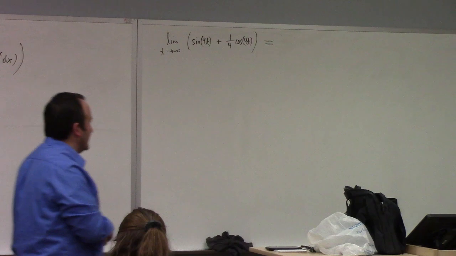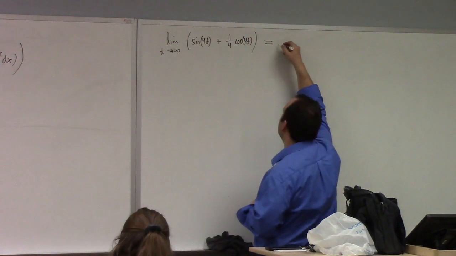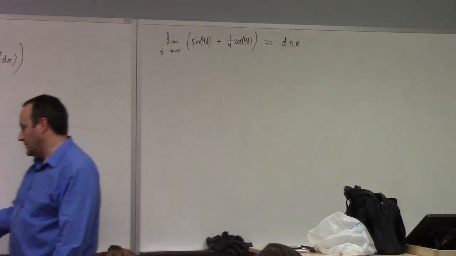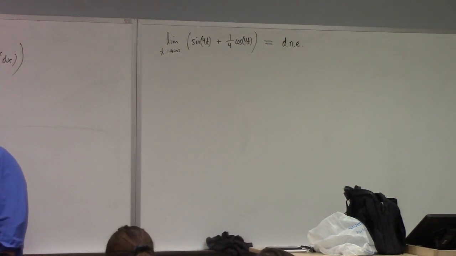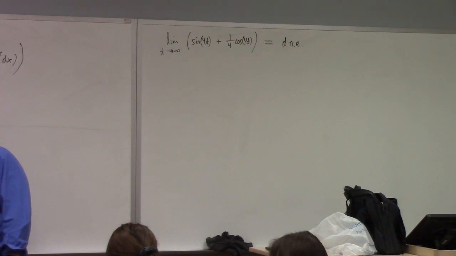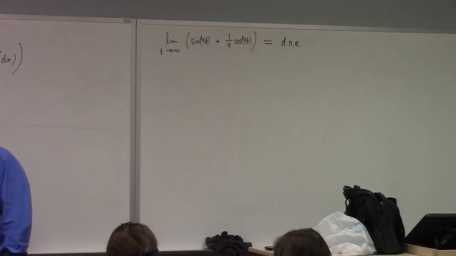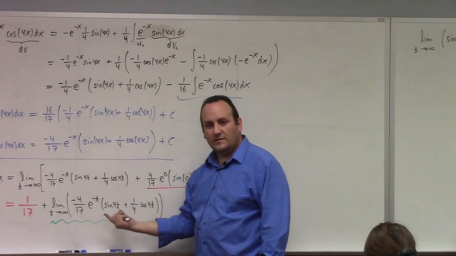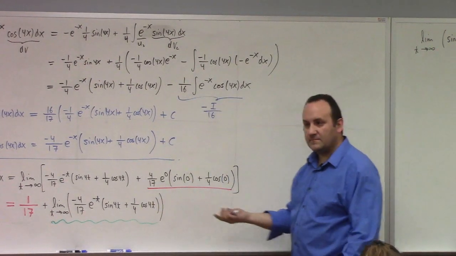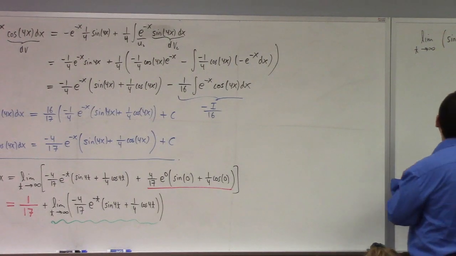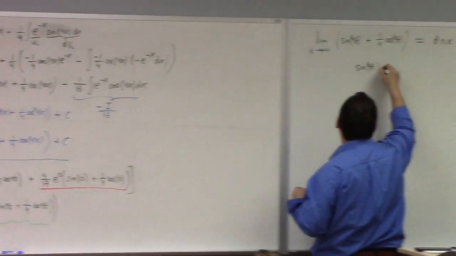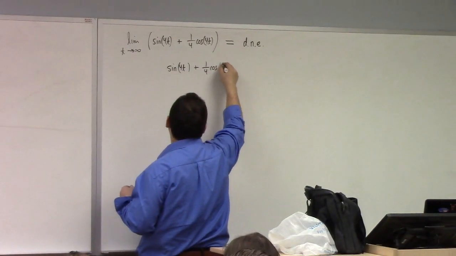So wait a minute, if that doesn't exist, then how can we calculate what's underlined in the green squiggle? Because this is an indeterminate limit times something which does what? What's e to the minus t do as t goes to infinity? This is going to 0, right? So the pattern here is something that's going to 0 times something that's indeterminate. So how do we calculate this kind of limit carefully? What we do is we notice that sine 4t plus 1/4 cosine 4t is bounded.